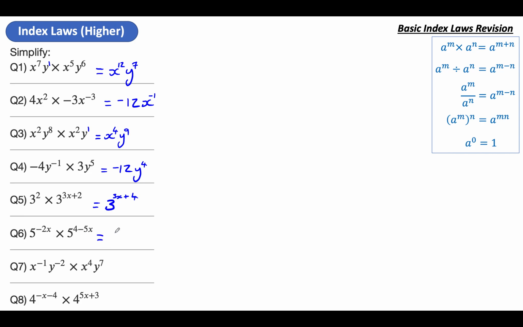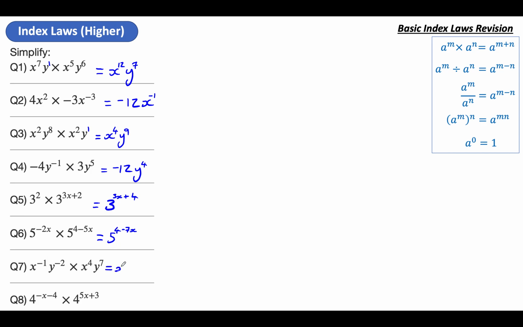Right, again, same base number, so we can put 5 as that, and then add together these two things. So we've got minus 2x plus 4 minus another 5x, so that would be 4 minus 7x, or minus 7x plus 4. It's usually neater to put the positive thing at the front, though.